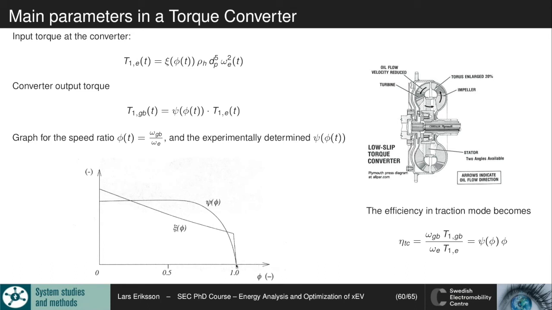So we would like to keep it here, and that is achieved by implementing a lockup clutch inside the torque converter to lock them up so that they are locked synchronously, so that we don't need to have any slip to transfer torque, so that there will be no slippage losses in the system.